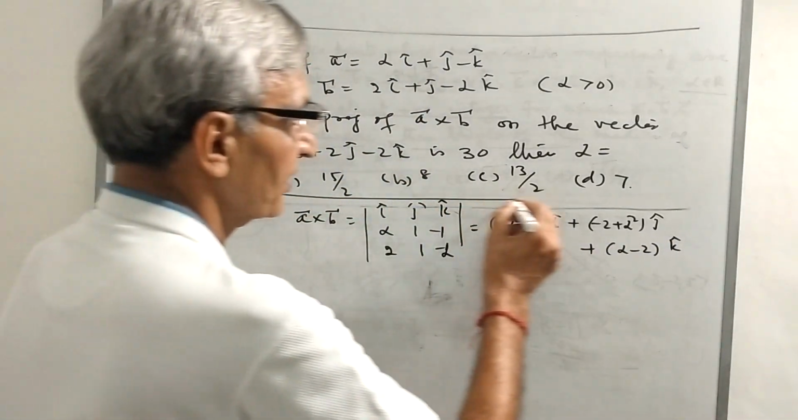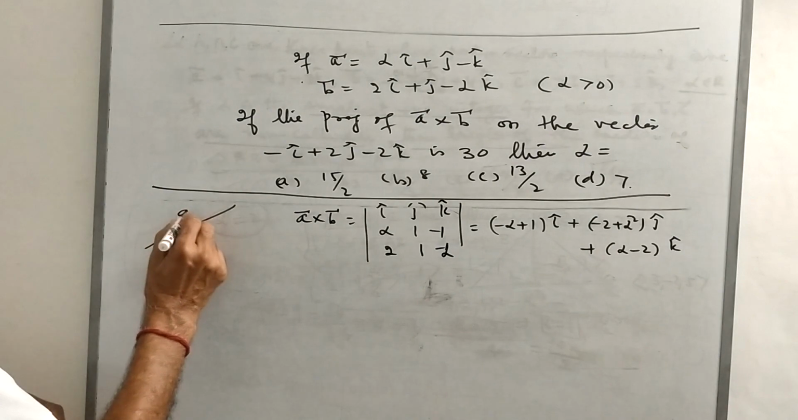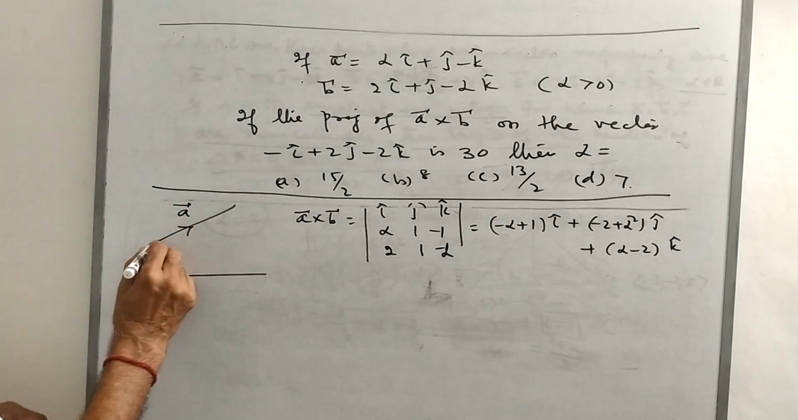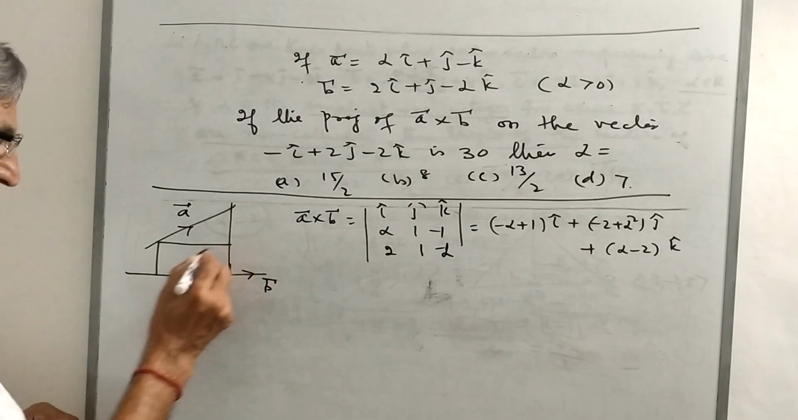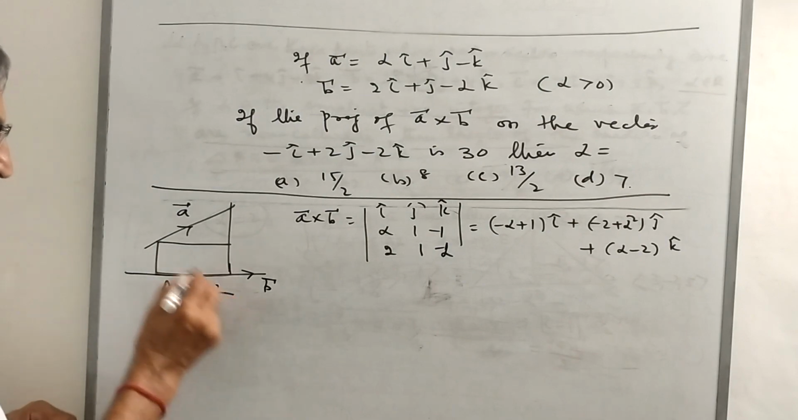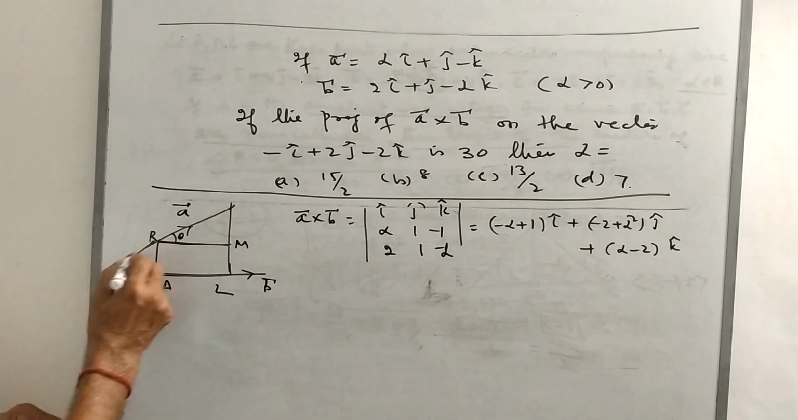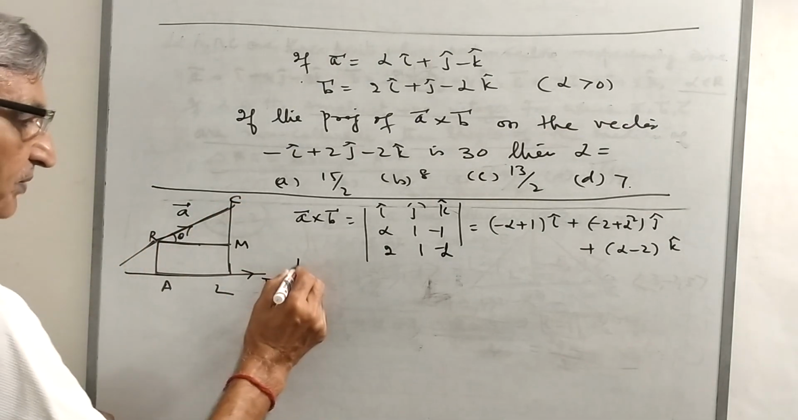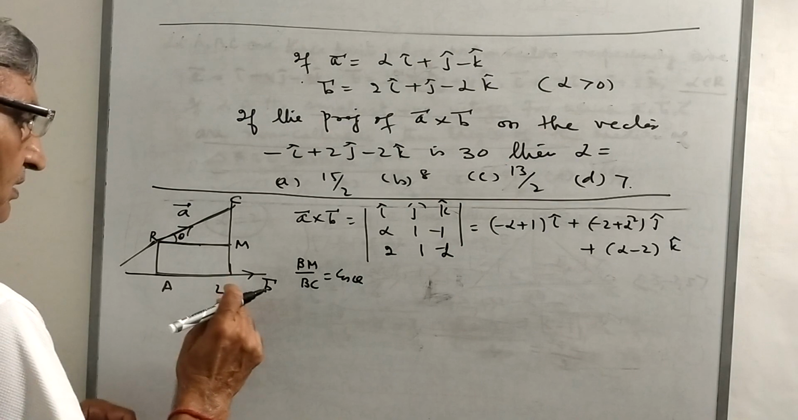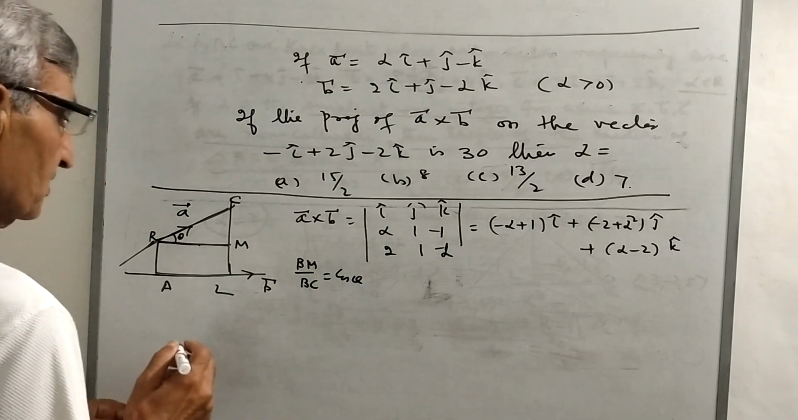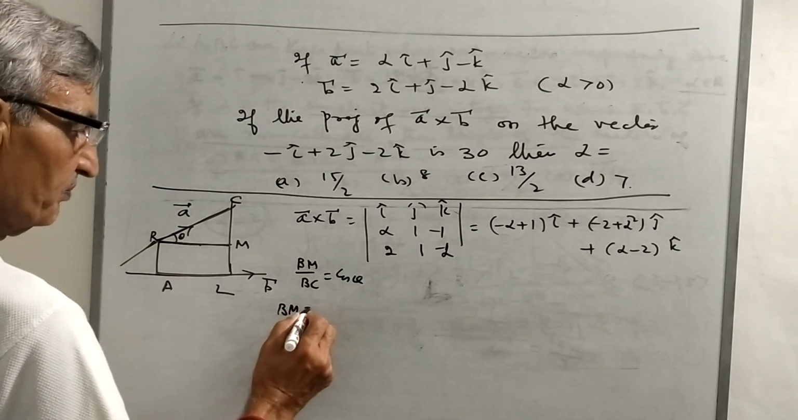First of all, my point is I must know A cross B. Then he says the projection. I told in an earlier video what the projection of A on B is. Here AL is the projection, and this is equal to BM. If this angle is theta, then BM upon BC, I'm just telling it, you should know, is equal to cos theta. Therefore, BM is equal to BC cos theta.